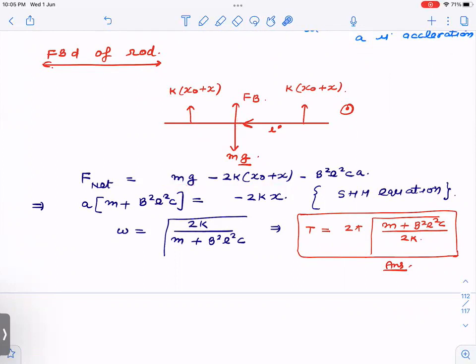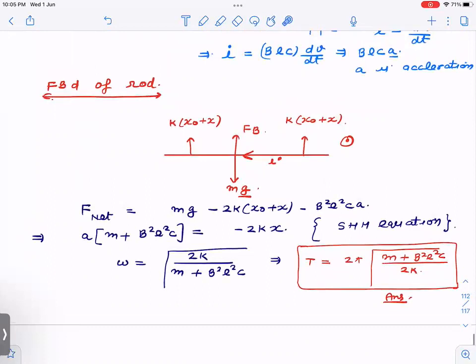Other than gravity, since there is a current, just now we have seen in the circuit equivalent, there is a current like this and the magnetic field is out of the plane. So there will be a magnetic force also, upward. What is the magnetic force? IBL. So I times BL. So here this is I, right, into BL. So that becomes B square L square C a.